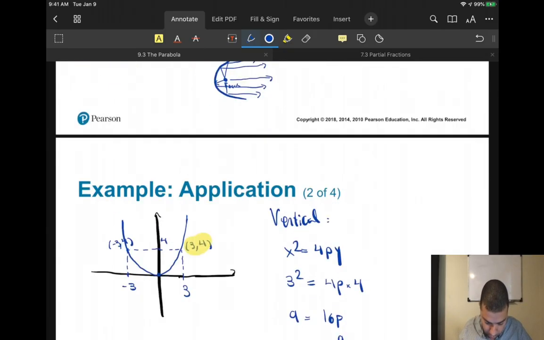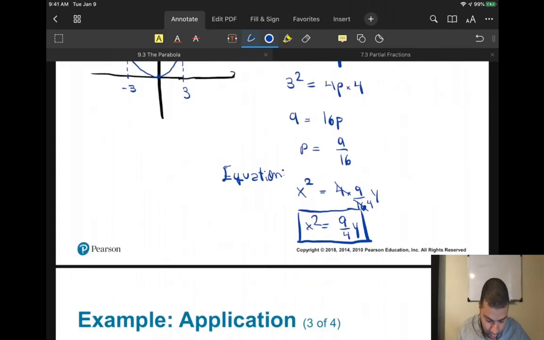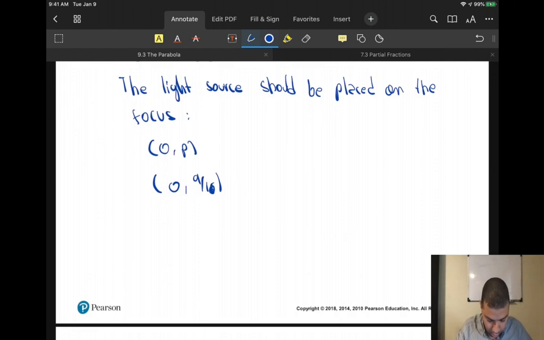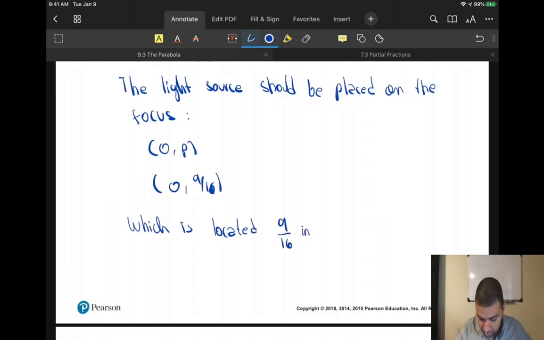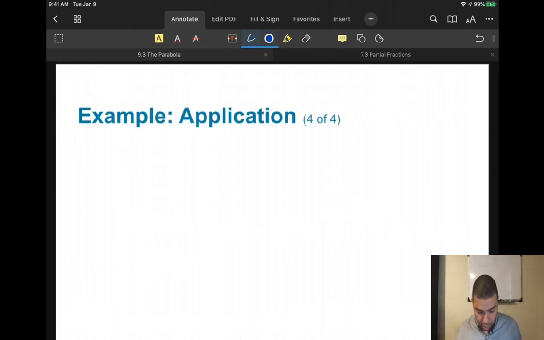So what's the unit of measurement? This is inches. So at what point should the light source be placed relative to the mirror's vertex? It is located 9/16 inches above. So I'll say directly above, just to be clear, the mirror's vertex. Okay, that's how this works. All clear? It's another important property for parabolas. We won't use this.